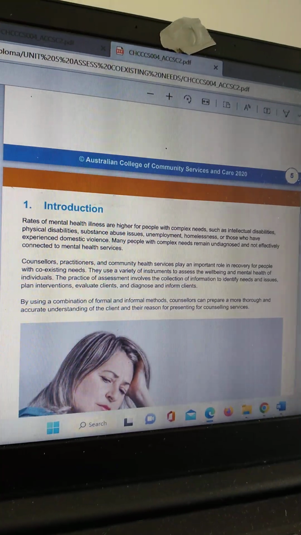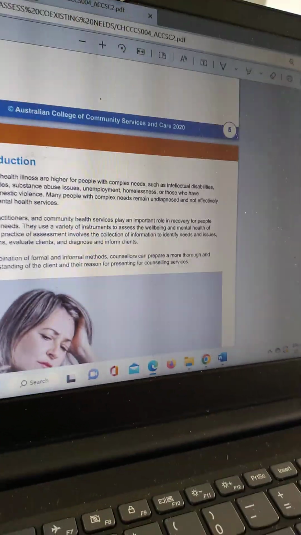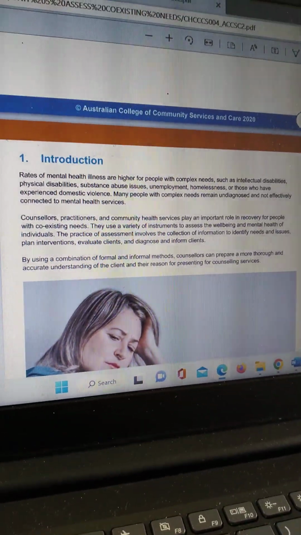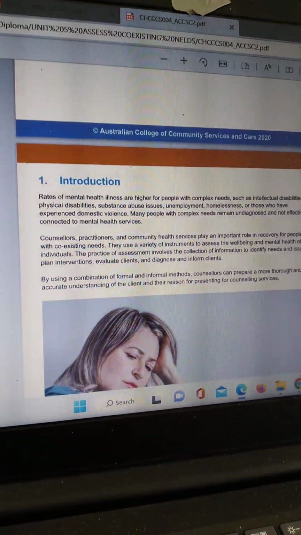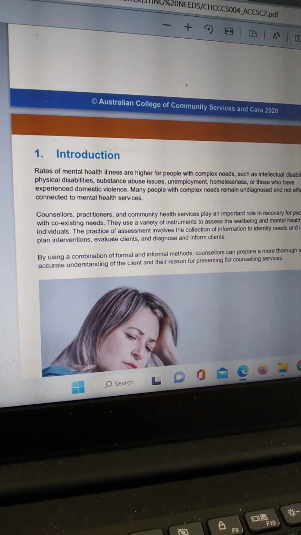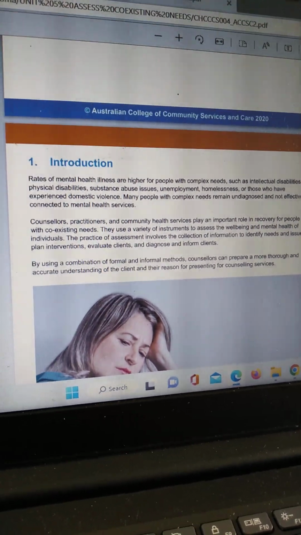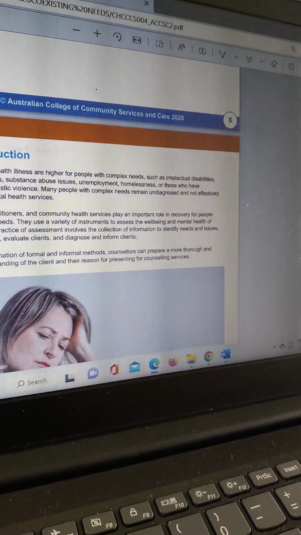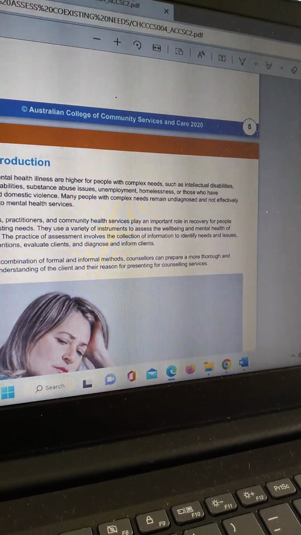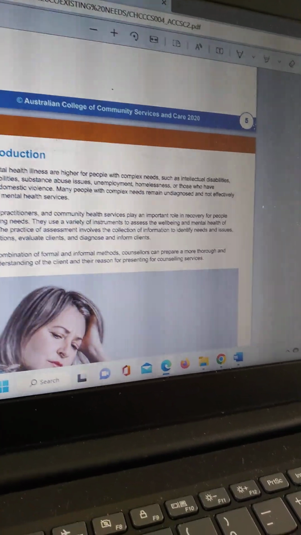Introduction. Rates of mental health illness are higher for people with complex needs, such as intellectual disabilities, physical disabilities, substance abuse issues, unemployment, homelessness, or those who have experienced domestic violence. Many people with complex needs remain undiagnosed and not effectively connected to mental health services. Counsellors, practitioners, and community health services play an important role in recovery for people with coexisting needs.